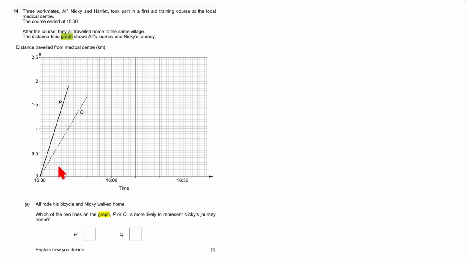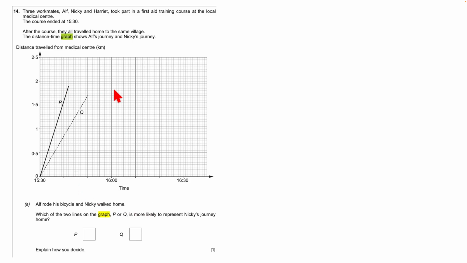Q's gone slightly slower, they're just under a kilometre away. But after 17 minutes or so, Q's arrived at 1.5 kilometres away. So they're going at different speeds. The question is, the course ended at 15:30, they all went home. Alf rode his bicycle and Nicky walked home. So which of these lines represents Alf and which one represents Nicky?